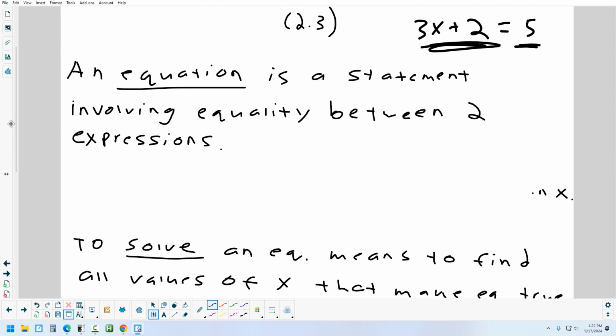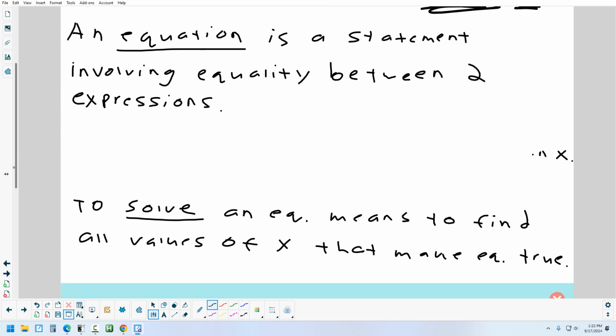So I used the word solve. I didn't really explain what that meant, but what solve means is to find the value of x that makes that equation true. So in that case, if you solved it for x, what would x be? 1. Yep. x would be 1. Okay, so to solve an equation means to find the value of x that makes the equation true.